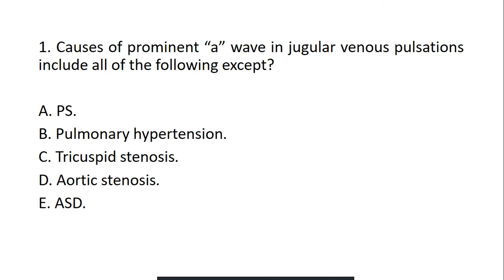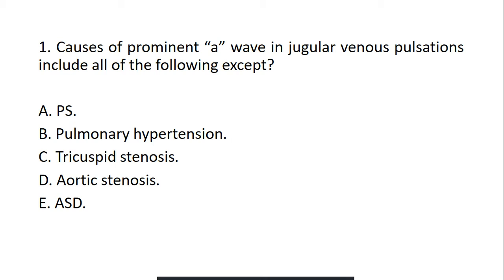Causes of prominent A wave in jugular venous pulsations include all of the following except. I'd like to remind you that A wave is correlated with the pressure inside the right atrium, right ventricle. It's related to pressure. The options: pulmonary stenosis, pulmonary hypertension, tricuspid stenosis, aortic stenosis, ASD, atrial septal defect.